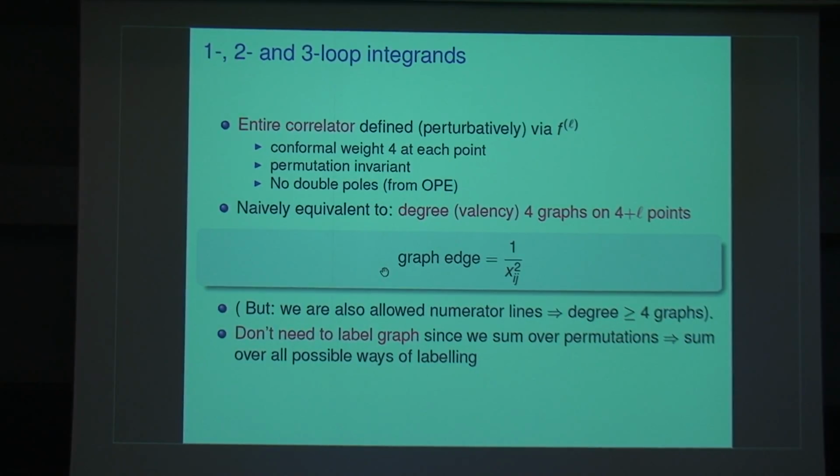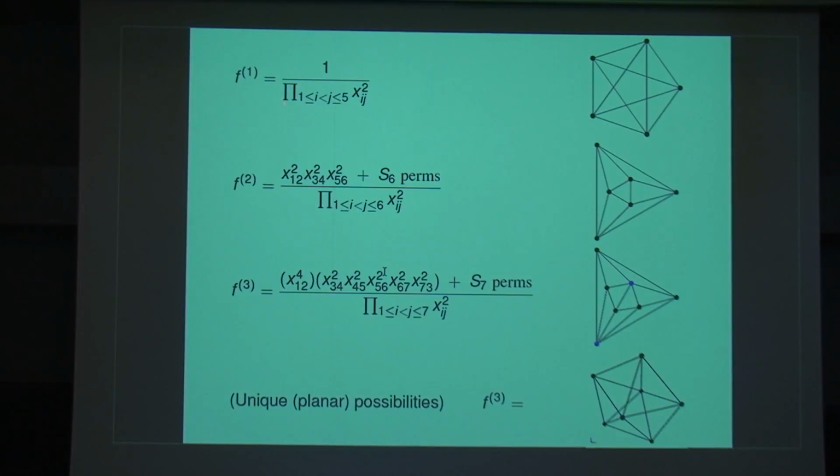Okay, so the easiest way to look at this is to see some examples. The one loop example: the only thing I can write down that has conformal weight 4 is just the list of all possible x_ij squareds. It's the only thing you can write down. Graphically, then, I've got all possible edges between 5 points, and this is the graph.